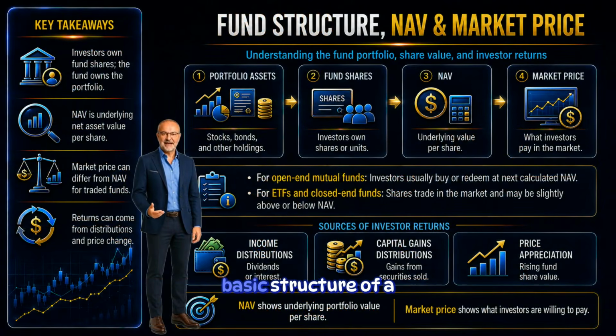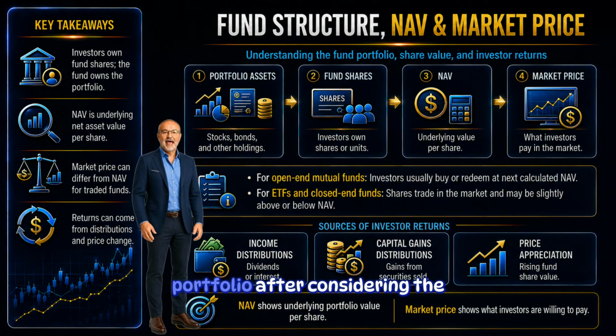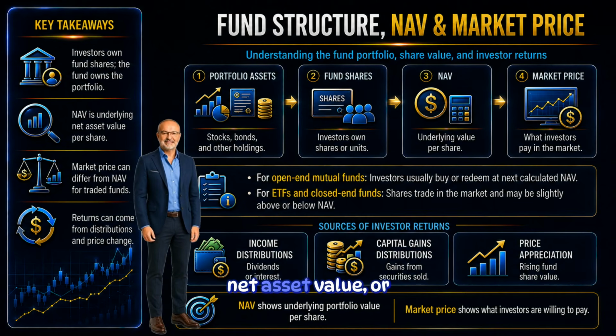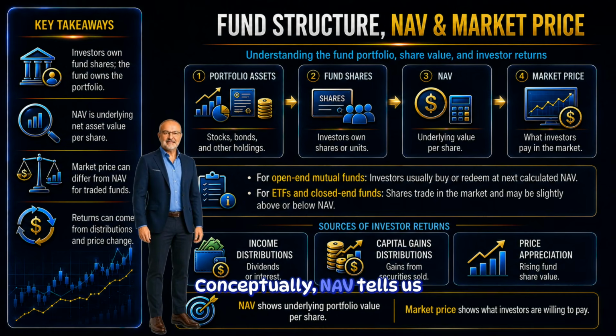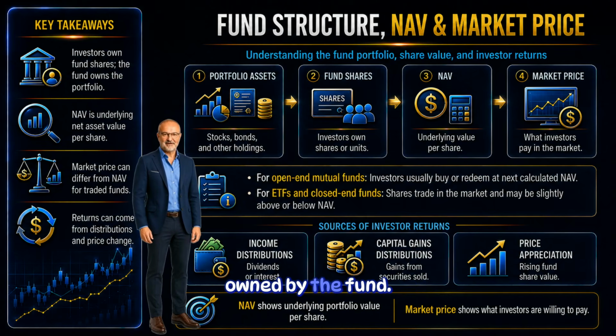Now let's understand the basic structure of a fund. A fund owns a portfolio. Investors own shares or units of the fund. The value of each share is connected to the value of the portfolio after considering the fund's obligations. This brings us to net asset value, or NAV. NAV is the per-share value of the fund's underlying net assets. Conceptually, NAV tells us what each fund share represents, based on the value of the assets owned by the fund.